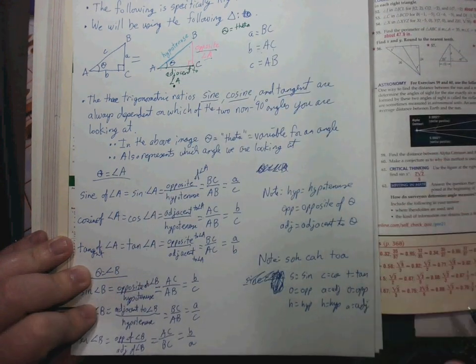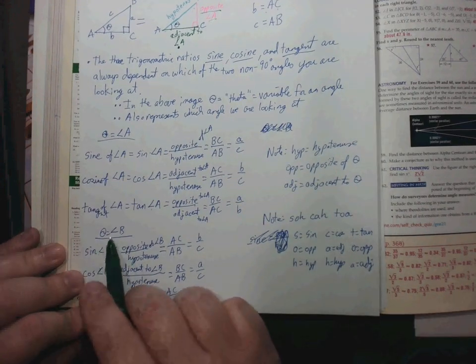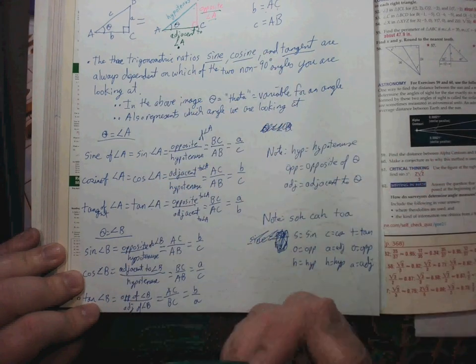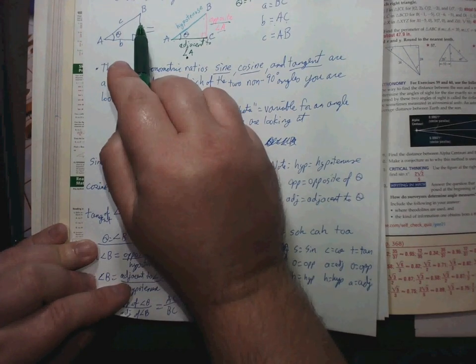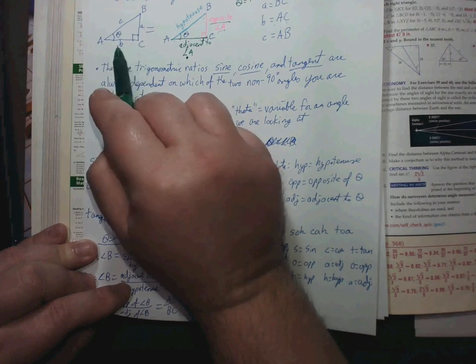Now what would it be if I looked at angle B? Sine of B is opposite of angle B. Which one's opposite angle B? Well, that would be this angle here. So what side's opposite that angle? AC down here, little b.